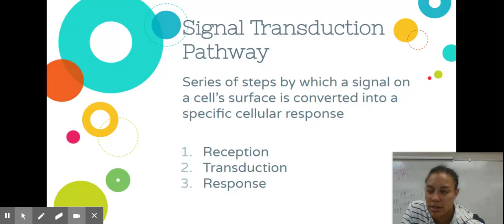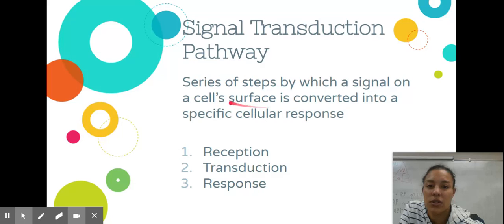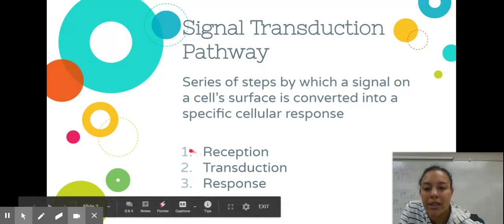Signal transduction pathways are a series of steps that lead to some sort of specific cellular response. In order for any signal transduction pathway to begin, there has to be a first step of reception. There has to be some sort of signal that is received on a cell's surface in order to begin this communication pathway. Those signals are called ligands, which hopefully you remember from your POGL. A ligand is a small signaling molecule that will attach to a protein that will start this pathway. So step one is reception.